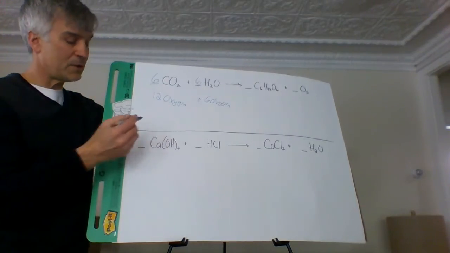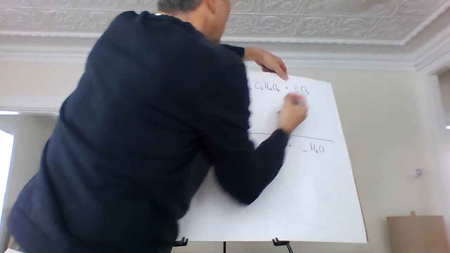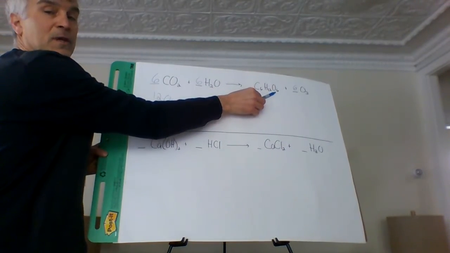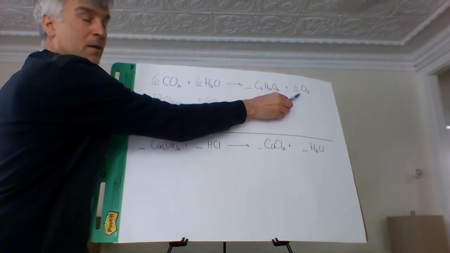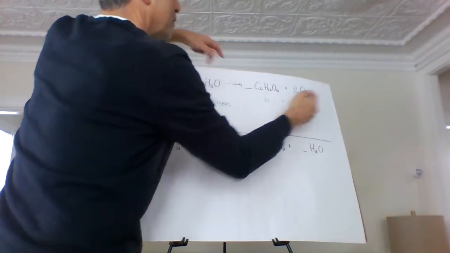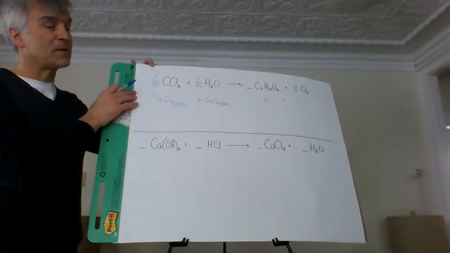So this is what I'm going to do. If I put a 6 in front of the O2, now in the products I've got 6 oxygens in this molecule, and 6 O2s gives me 6 plus 12. So I have 18 oxygens on both sides now. This is now the balanced equation.